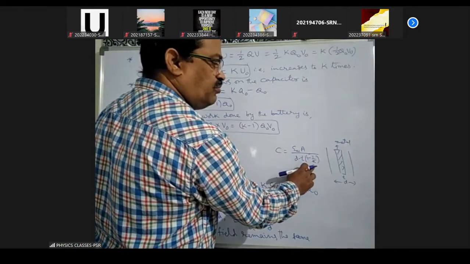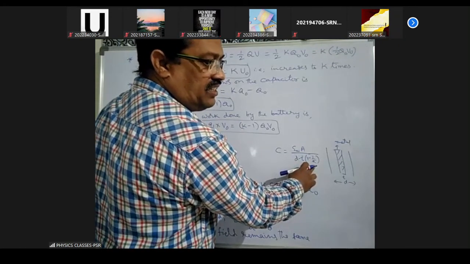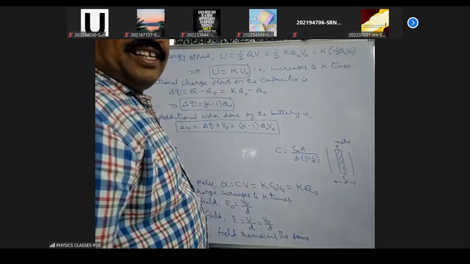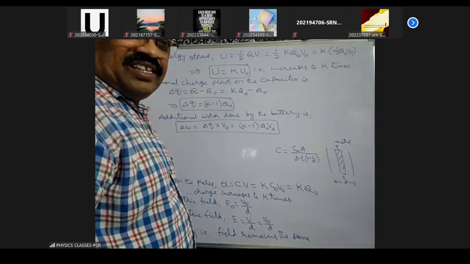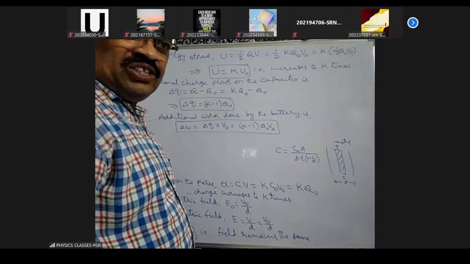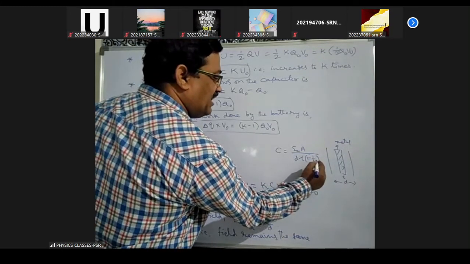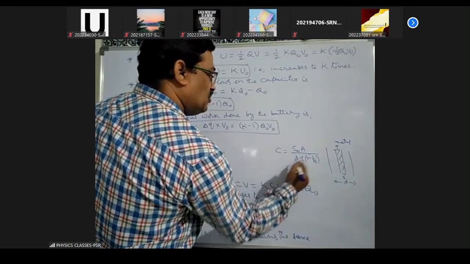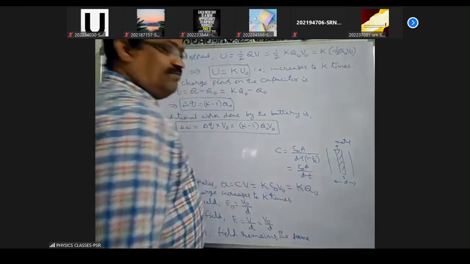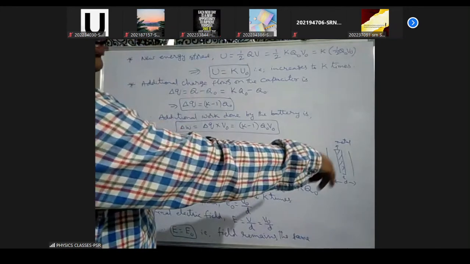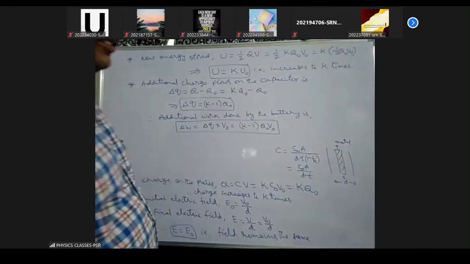1 by infinity is equal to how much? 0. So 1 by K, 1 by infinity is equal to 0. So this can be written as epsilon naught A by simply d minus T. That is the capacity of a parallel plate capacitor with the metal slab between the plates.